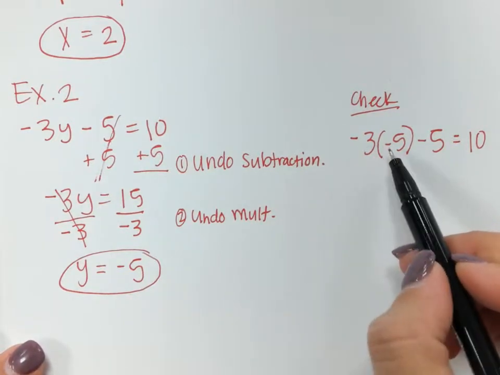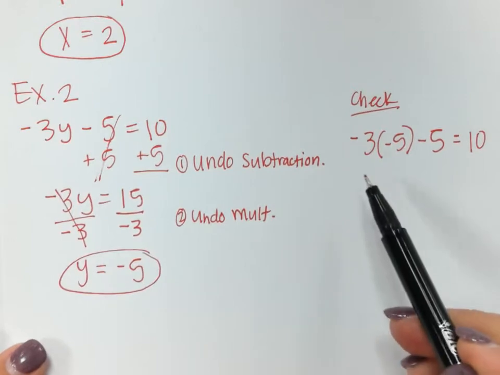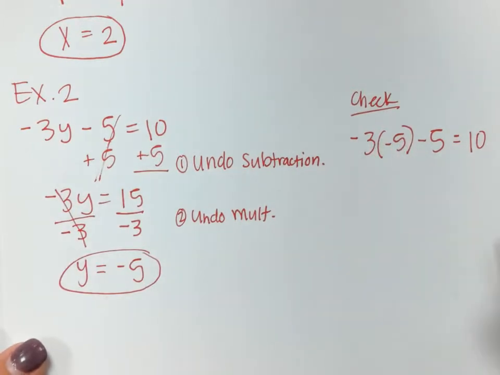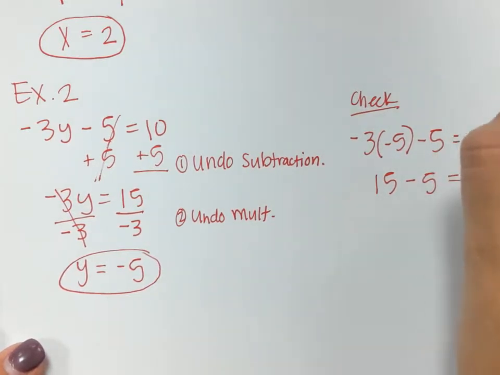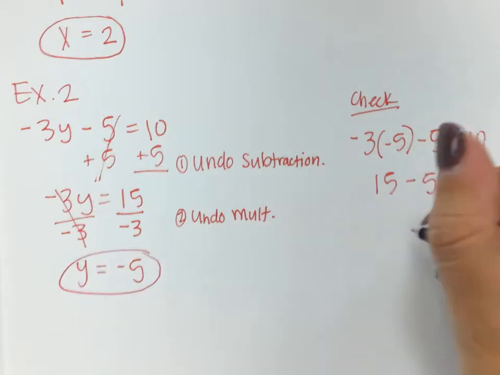So what's negative 3 times negative 5? Negative 15? No, positive 15. Because when you multiply two negatives, you always get a positive. So that means I have 15 minus 5 equals 10. Is 15 minus 5 10? Yes.